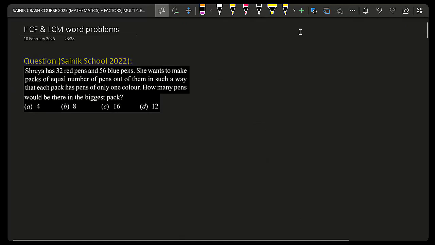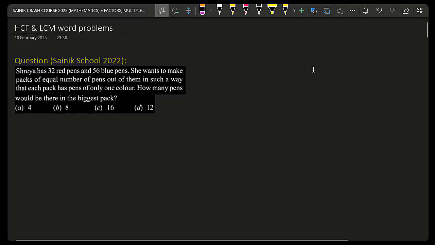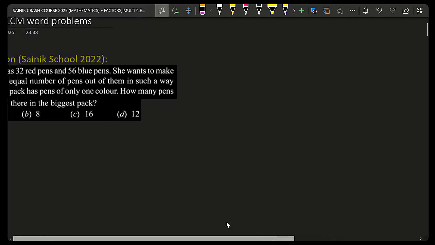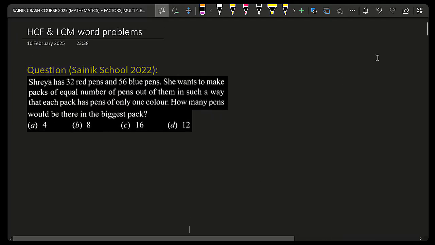Manaswini, you want to give answer? Sir, can you zoom? Now is it visible, Manaswini? Okay, sir. I'll read the question once again for you. Shreya has 32 red pens and 56 blue pens. She wants to make packs of equal number of pens out of them in such a way that each pack has only one color. How many pens would be there in the biggest pack possible? If you want to give answer, you can raise a hand now.